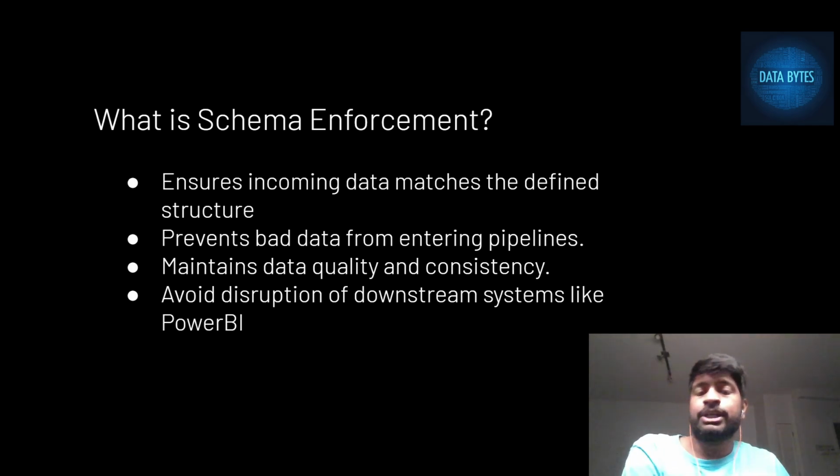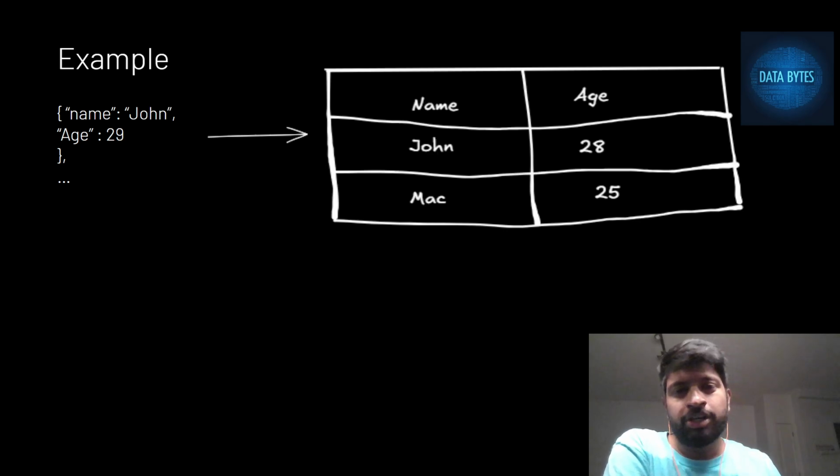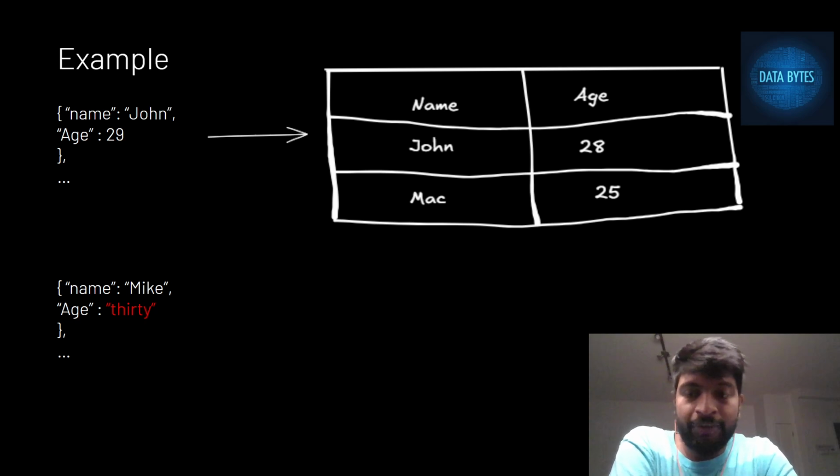So let's look at an example of what schema enforcement is. Let's take this example of JSON data which has two columns, name and age. The name is of type string and age is of type int. So we define a lakehouse table with the same structure of a string and an int. Now let's assume we are getting data of this format where the name is of type string but the age is of type string as well. We already defined that the age should be an int, so this is bad data. If we let this data get into the table, this could break any of the underlying downstream systems or reporting services. So we need to make sure that such bad data doesn't get into our data pipeline.